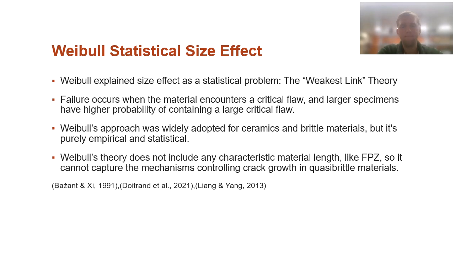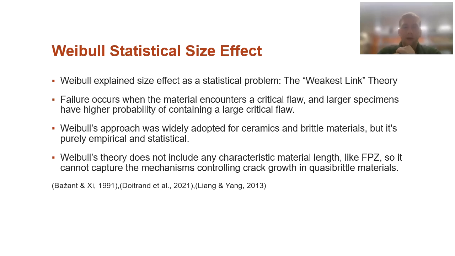We will, in 1930, I think it was, kind of noticed the size effect and declared it a statistical problem. Some have coined it as the weakest link theory. It's called statistical because as you increase structure size, it's more probable that you'll encounter a region of lower strength in your sample, and that's where failure will occur.